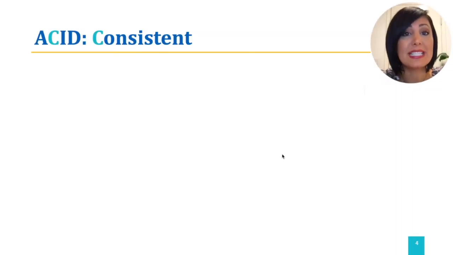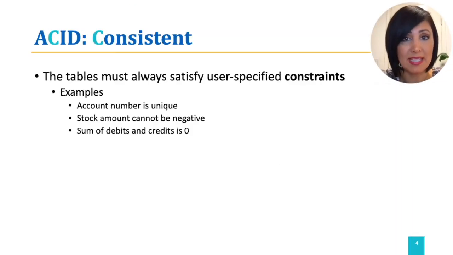Consistent refers to the integrity and consistency of the database that should be maintained by each transaction. Consistency property for a database states that the tables must always satisfy user-specified constraints. This includes attributes and tuple integrity on domain, key, value, and business constraints. For example, a bank account number should be unique because it is defined so by business requirements and maintained in a relational database as a key constraint.